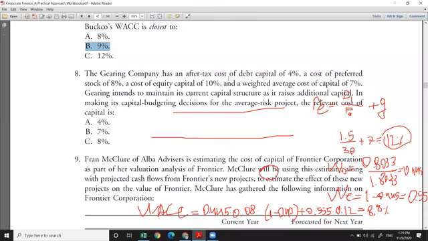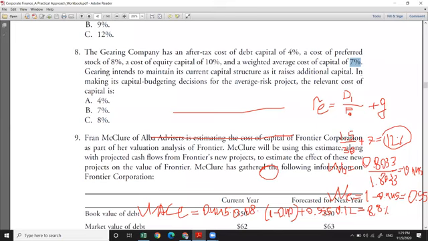The gearing company has the after-tax cost of debt capital of 4%, the cost of preferred stock is 8%, and cost of equity capital is 10%, and weighted average cost of capital is 7%. Gearing intends to maintain its current capital structure when it raises additional capital.